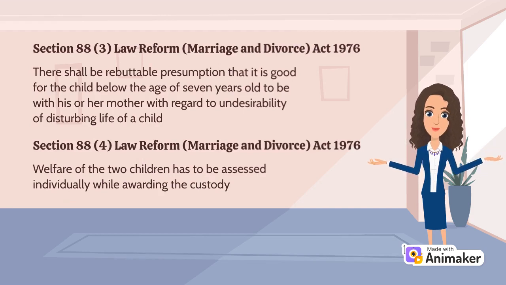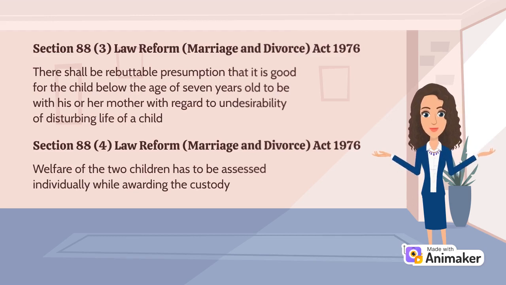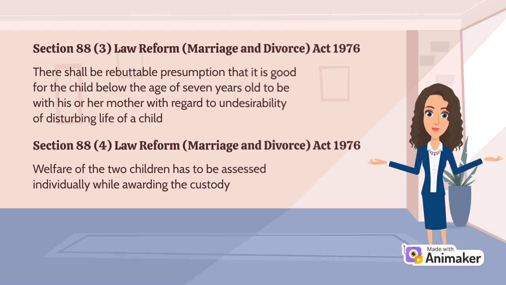Section 88 Clause 3 of LRA provides that there shall be a rebuttable presumption that it is for the good of the child below the age of 7 years to be with his or her mother, but in deciding whether the presumption applies to the facts of any particular case, the court should have regard to the undesirability of disturbing the life of a child by changes of custody. Section 88 Clause 4 of LRA states that the welfare of the 2 children has to be assessed individually while awarding the custody.